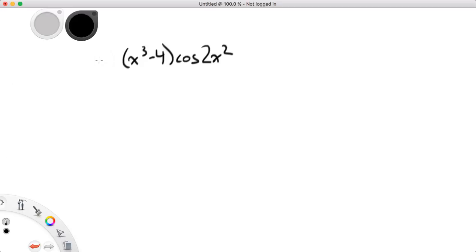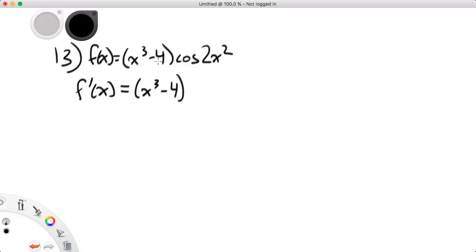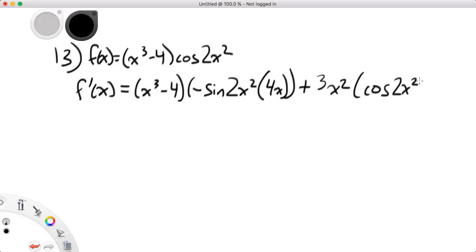Okay, so that brings us to looking at product rule for our trigonometric functions. So let's go ahead and look at number 13 on our study guide, which says, what happens when you have x cubed minus 4 times the cosine of 2x squared? Okay, and let me just move my 13 over so that I can say that this is the same as f of x is equal to this. Okay, so there's our function.